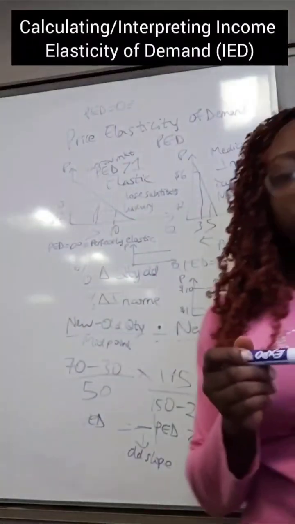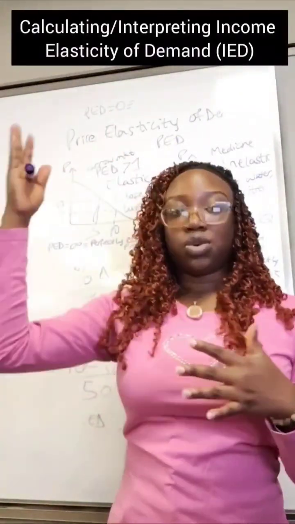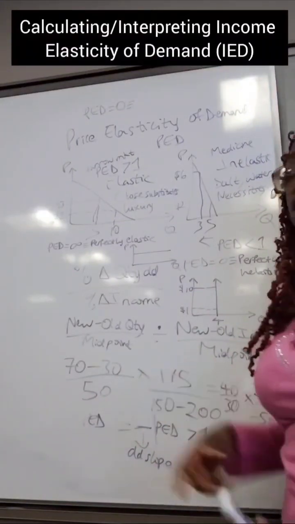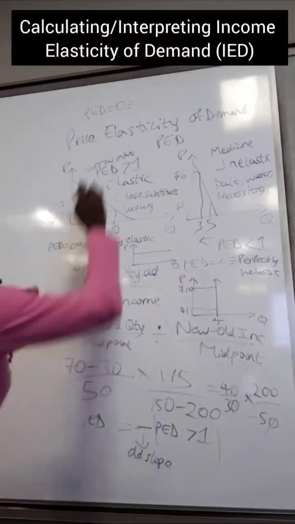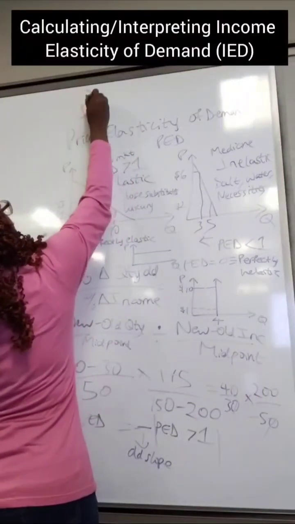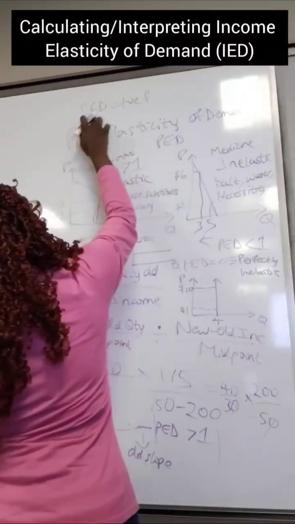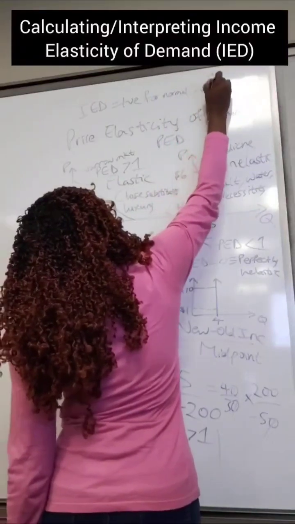So remember we talked about normal goods. So normal goods are when your increase in income leads to an increase in your demand for the good, right? So that is a positive relationship. So for a normal good, you're going to have an IED that is positive. IED means income elasticity of demand. It's positive for a normal good, and then it will be negative for an inferior good.